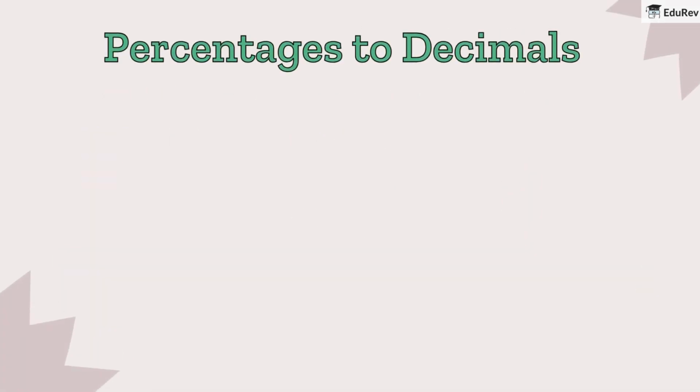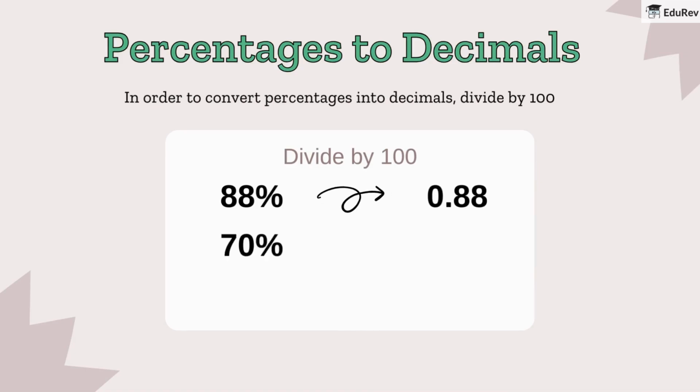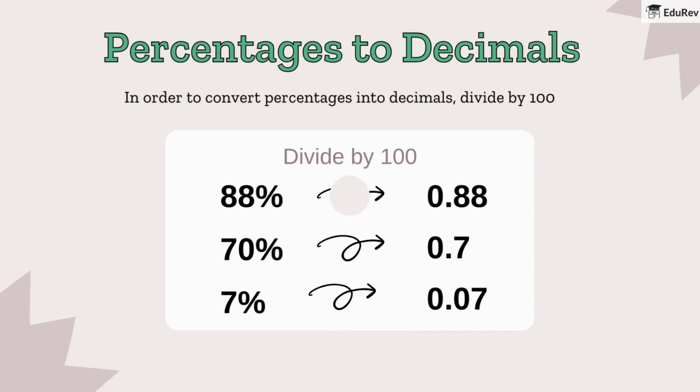Now, let's see how to convert percentages to decimals. In order to convert percentages into decimals, divide by 100. For example, 88%, when divided by 100, becomes 0.88. Similarly, 70% becomes 0.7, and 7% becomes 0.07.